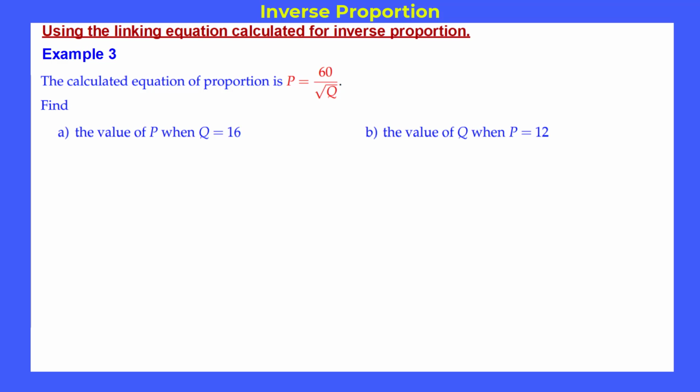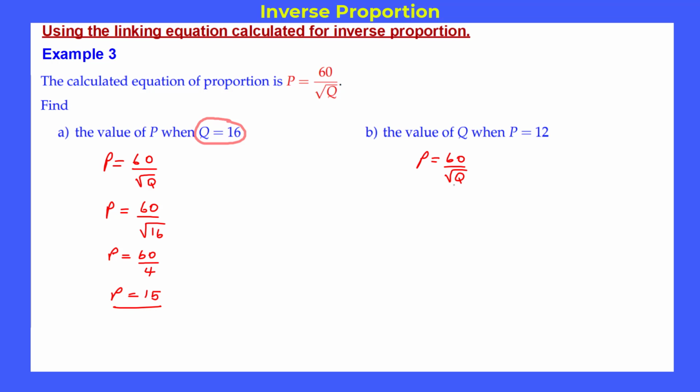And then the last example, we're told the equation of proportion this time is p equals 60 over the square root of q. So we write that out, and we're told that q is 16 and we want to find p. So we substitute in for q, so p is 60 over the square root of 16. The square root of 16 is 4, and 60 divided by 4 is 15.